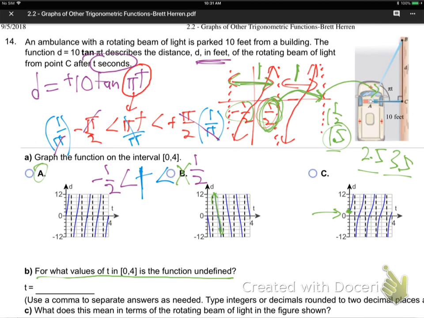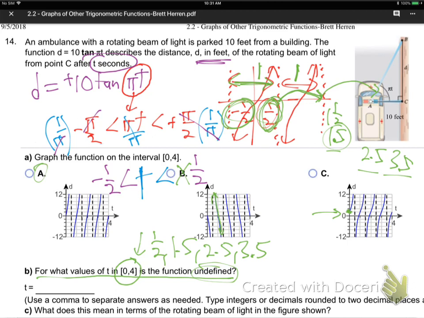They're asking me to give the values between 0 and 4. Notice I didn't even talk about this negative half. Why? Because it's not between 0 and 4. They're saying, just tell me the places between 0 and 4. So the t values between 0 and 4 where it's going to be undefined are 1/2, 1.5, 2.5, and 3.5.